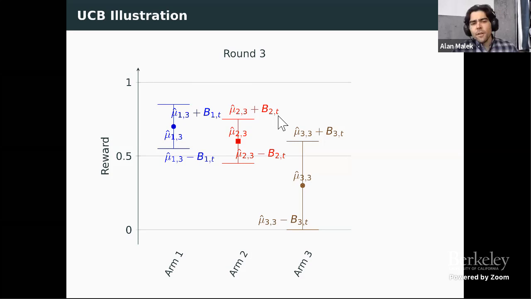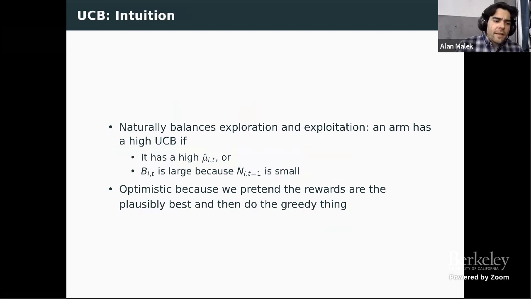And we've kind of seen that this algorithm naturally balances exploration and exploitation, because if it picks an arm, then it's likely that either that arm has a really high empirical mean or that arm hasn't seen that many samples.